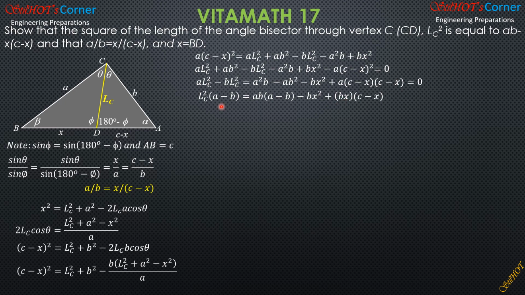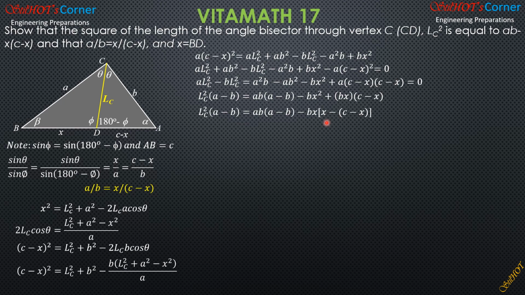Then we copy L_c squared times (a minus b) equals ab times (a minus b). Factor out negative bx. Then we'll have x minus (c minus x). So take note, this is negative bx times x, negative bx squared, negative, negative, positive bx times (c minus x). So that's the correct factoring.